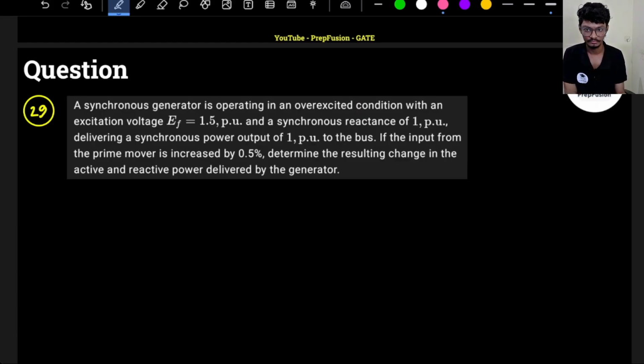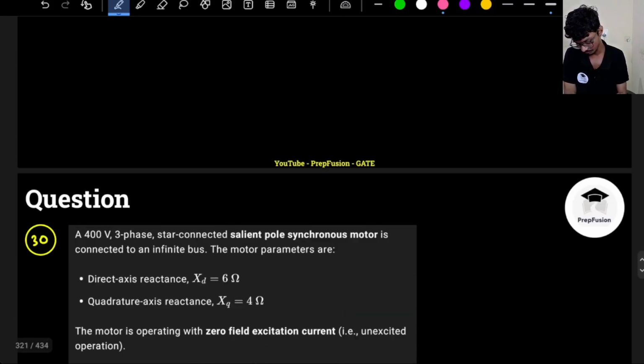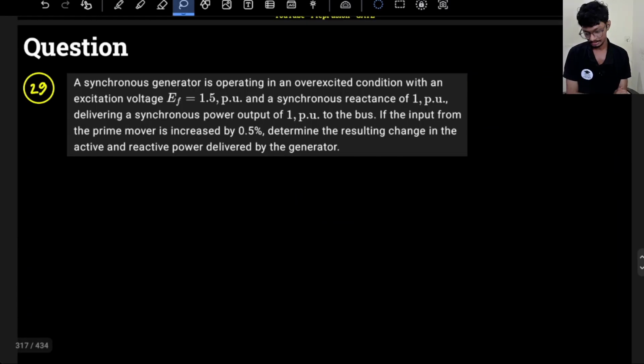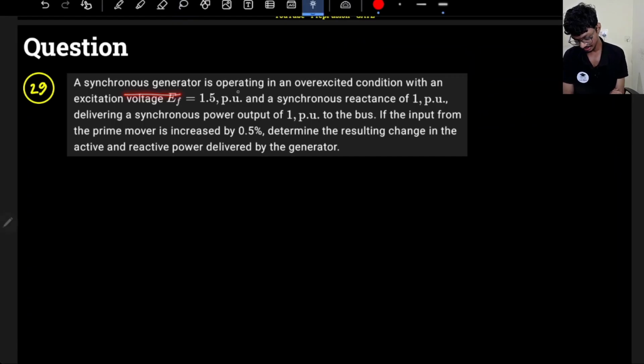This is one of the questions and this is the next question. Pause the video and try these two questions by yourself, and then we will come back with the solutions. So let's solve this question. A synchronous generator is operating in an overexcited condition. That means it is more stable.